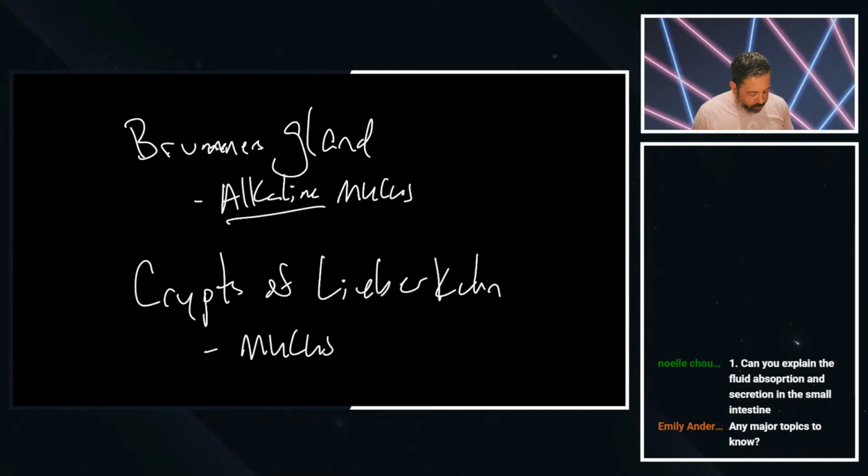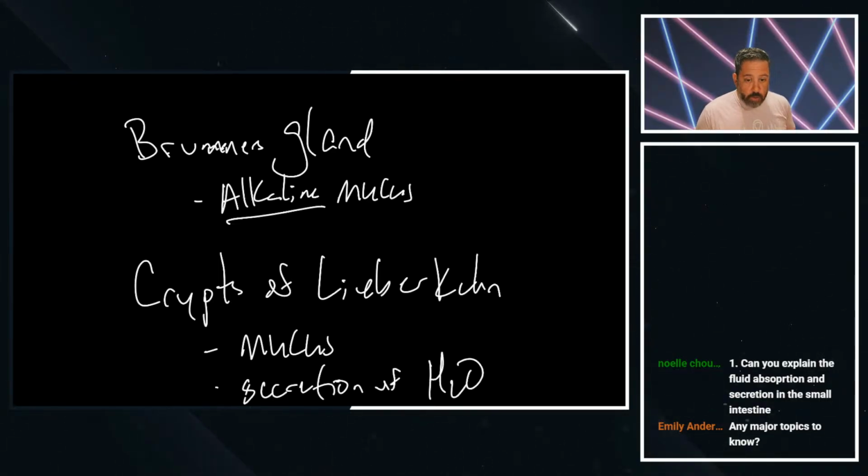The crypts of Lieberkühn, therefore, secrete mucus, keeping everything lubricated and moving. Also, they help with secretion of water and some electrolytes. So those are the two major things going on with these goblet cells and the crypts and the enterocytes, what they secrete.